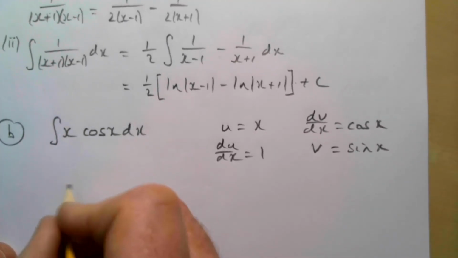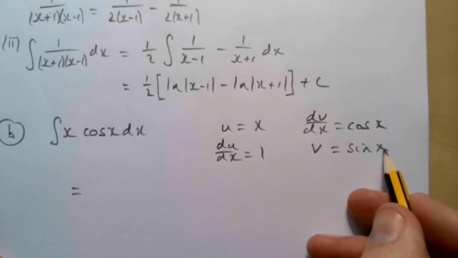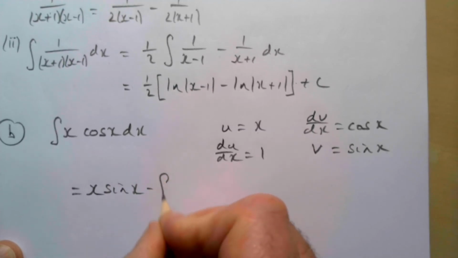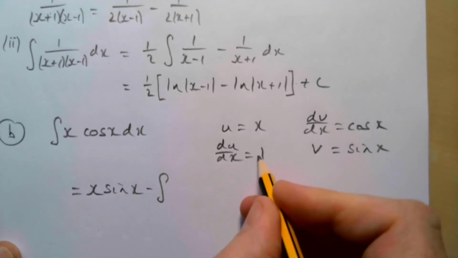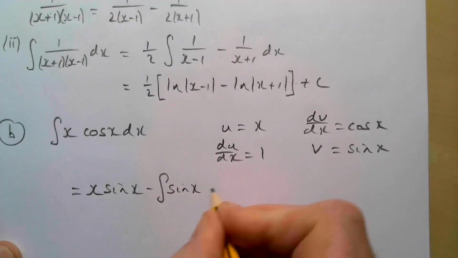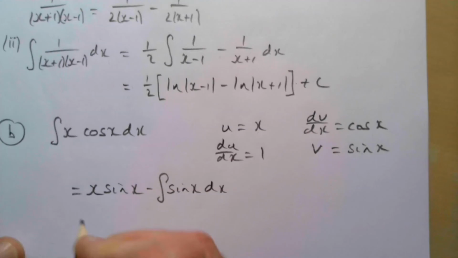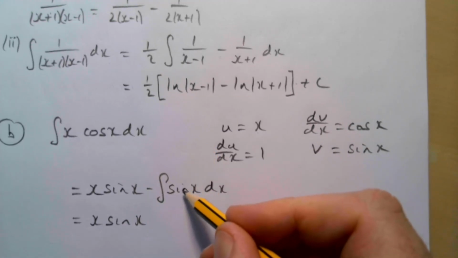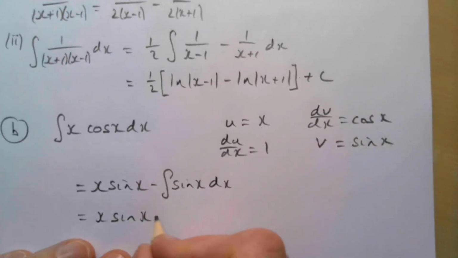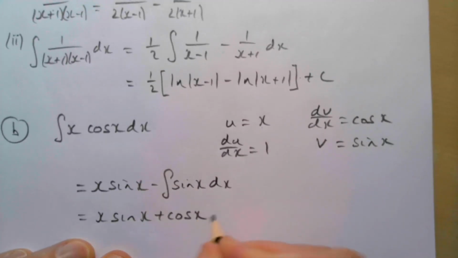Now, fill in my blanks, so it's uv, so it's x times sin x, minus the integral of v du/dx, so it's sin x times 1. That means I get x sin x. If I integrate sine, I get minus cos, so that gives me minus minus cos, plus cos x, and don't forget your plus c.